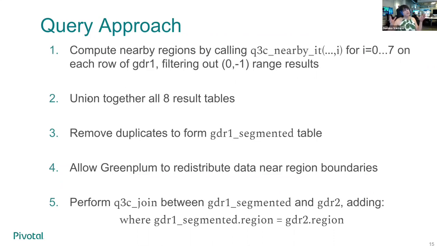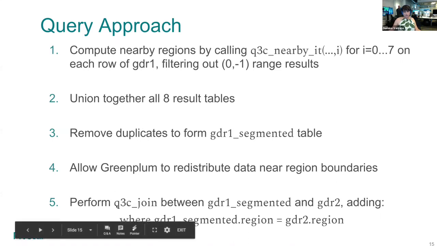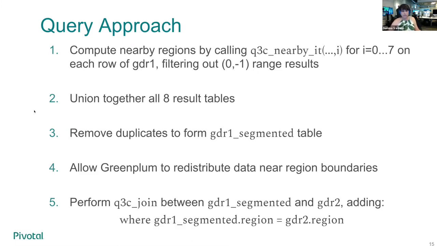So it's basically pulling in the region that you're searching in, plus any regions that contain nearby IPIX cells that you might also have to search in. Once all of that is put together, you remove the duplicates to streamline things. And then you perform the query, but with this extra region equals region condition on the segmented version of the table and the second table. And step 4 in between, the way we designed it, should happen automatically: Greenplum will just redistribute the data that's near the boundaries.